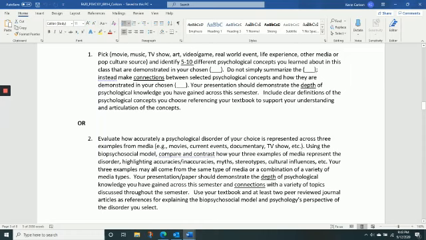And what you're going to be doing is taking that example that you're going to be using, and you're going to use 5 to 10 different psychological concepts that you learned in this class to talk about that thing. So, for example, if you choose a movie, you're going to take 5 to 10 different psychological concepts, and you're going to say how those concepts are seen or illustrated or exemplified by that movie. So basically, you're going to use those psychological concepts to understand the movie, if you will.